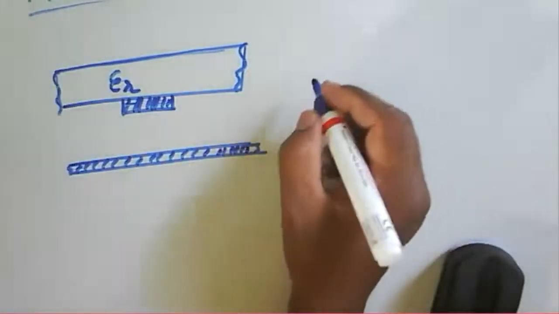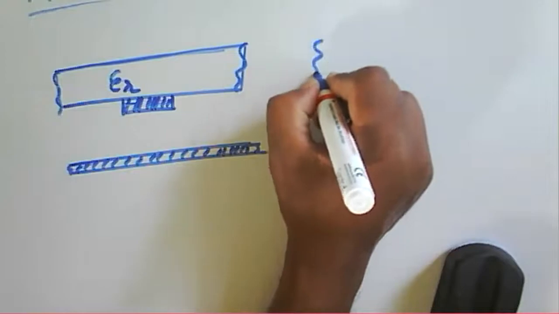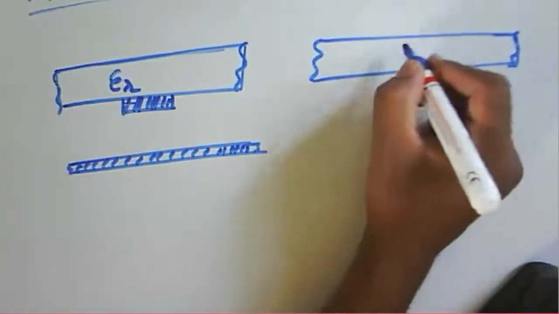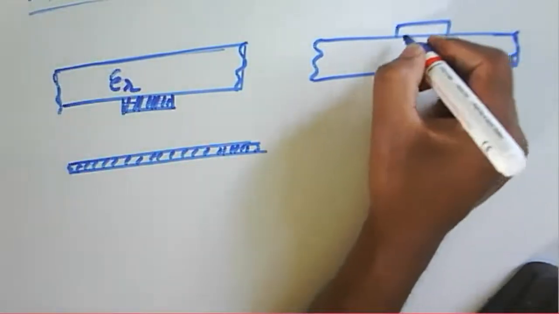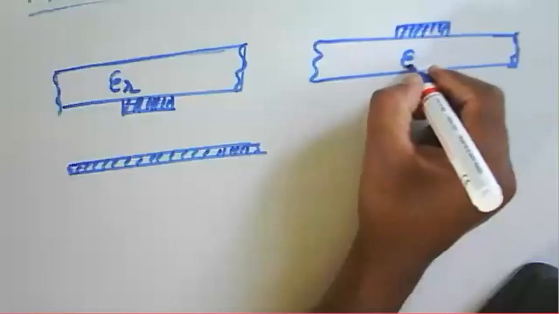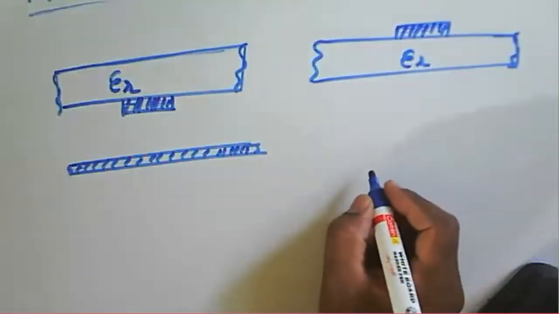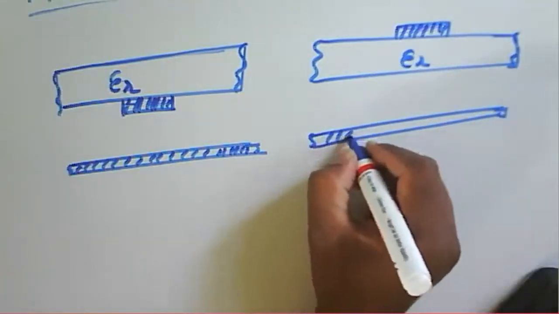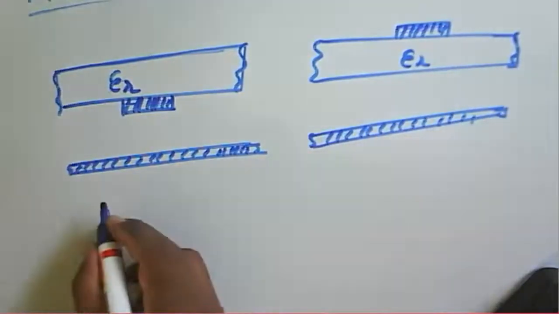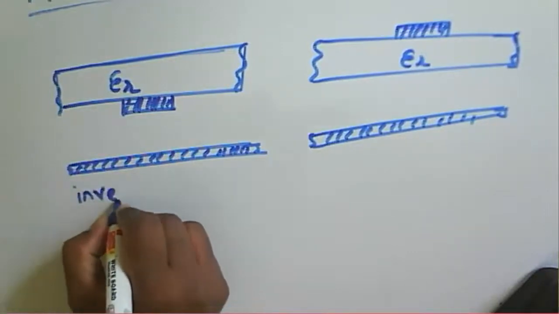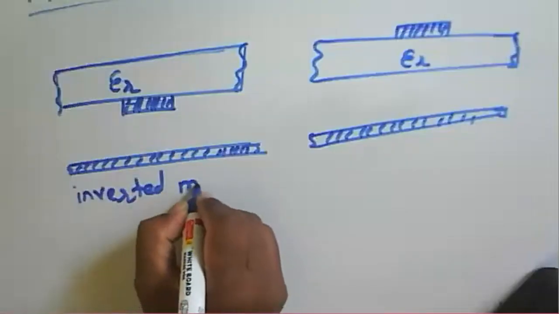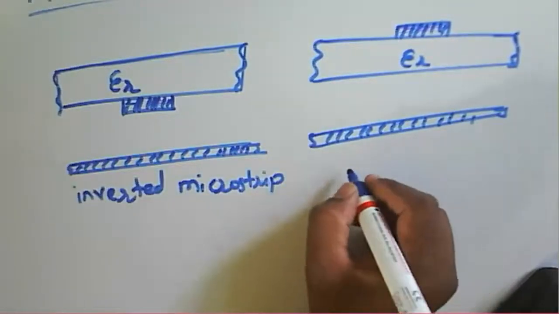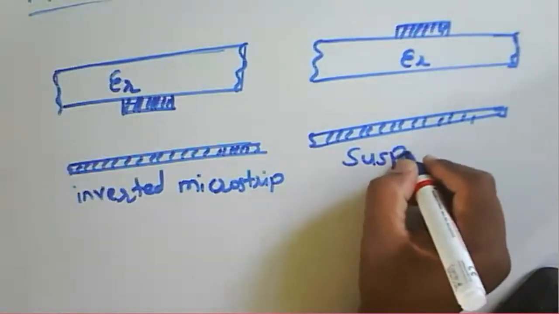Then another configuration on the substrate: here this is a substrate, and on the substrate there will be a metal conductor. It has an epsilon r for the given substrate, and then this is the ground plane. This configuration is called an inverted microstrip, and this one is called a suspended microstrip.